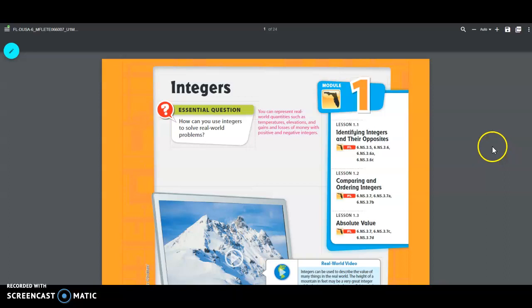We have currently been learning about module number 1 in 6th grade math, which is focusing on what are integers and identifying integers and their opposites, also comparing and ordering integers, and finally absolute value. So today we're going to review all 3 of these lessons in preparation to take a quiz.